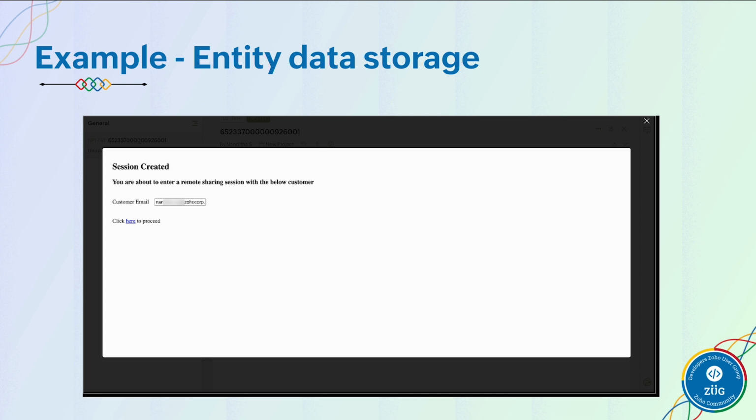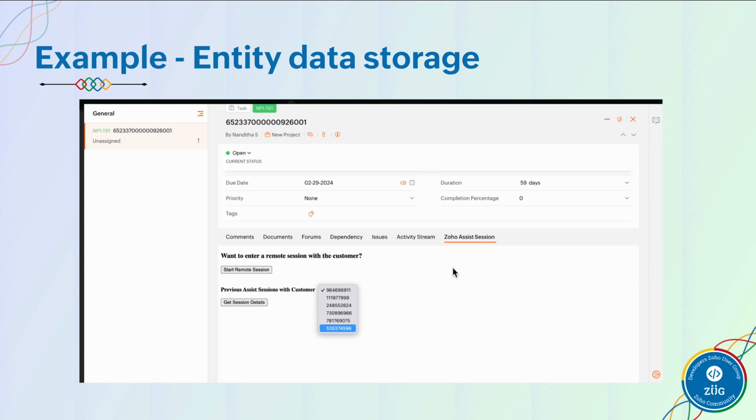So you can store the data against this specific task module or task entity, so that next time when this parent widget loads, when your Zoho Assist session widget loads, you can retrieve the data that you've stored against this specific entity and have them displayed as a drop-down list.